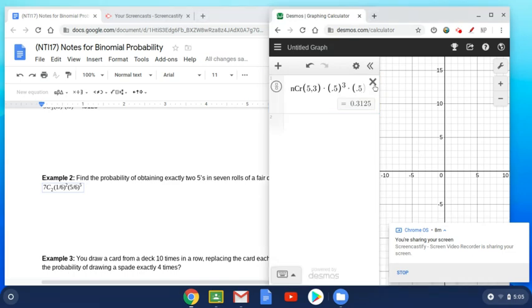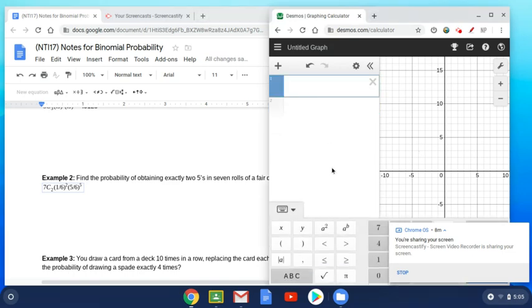And then I go over to Desmos and I type it in. So I do nCr(7, 2) times (1/6) squared times (5/6) to the 5th. And it tells me my probability there is 0.2344.